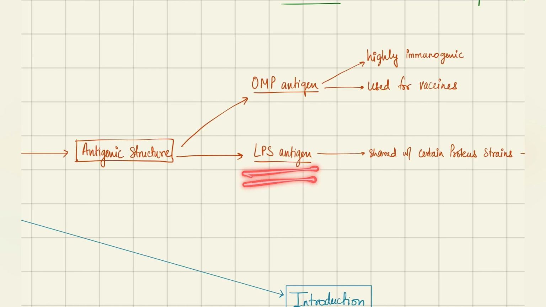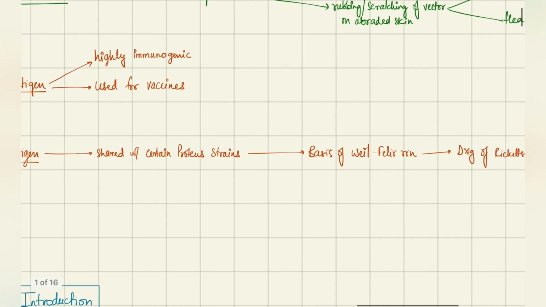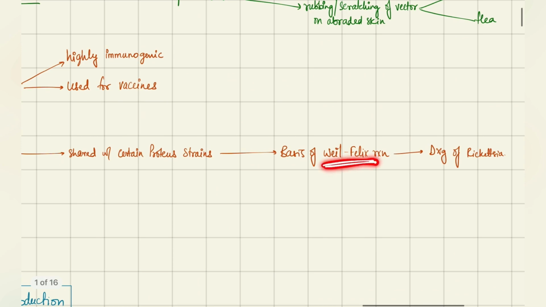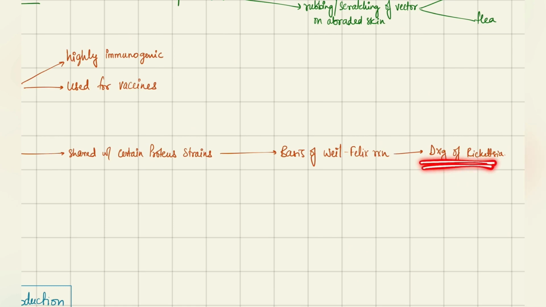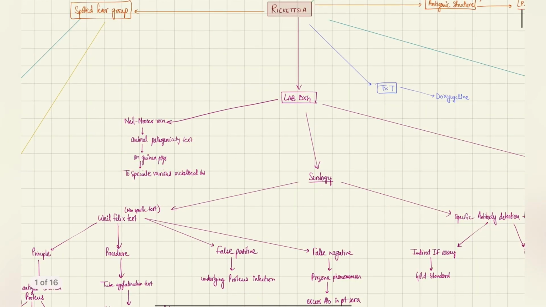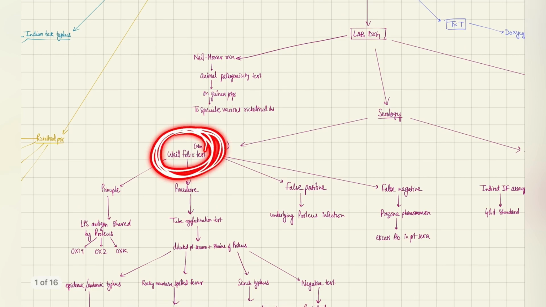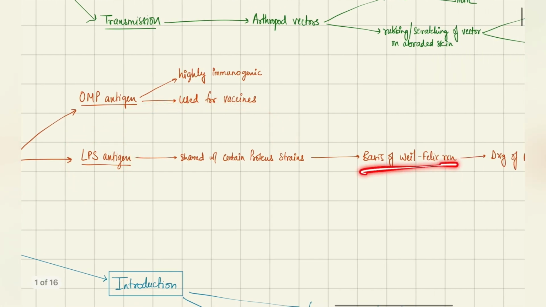How? The LPS antigen shares its structure with certain strains of Proteus, and this is the basis for a very important, separately asked question, the Weil-Felix reaction. This is the basis for the Weil-Felix reaction, that is the diagnostic criteria for Rickettsia. We'll talk about these Proteus strains and the Weil-Felix reaction further in the lab diagnosis, under the Weil-Felix test section. But for now, we need to know that the LPS antigen is shared by Proteus as well, which is the basis for Weil-Felix.